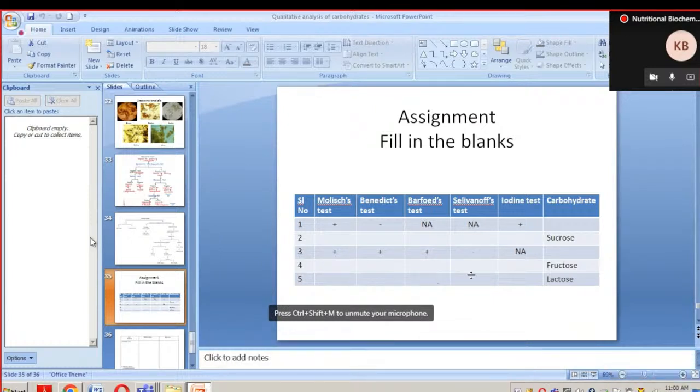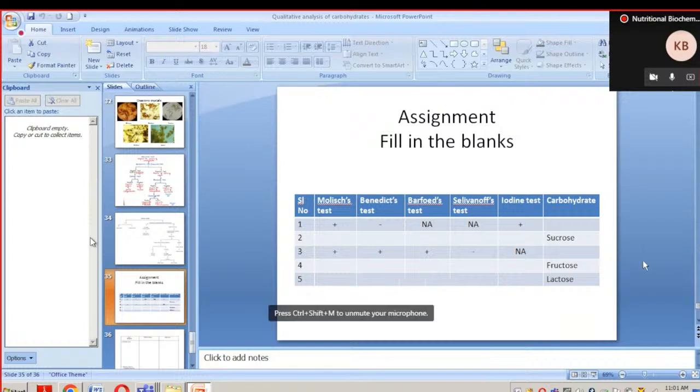After finding out it's a disaccharide, will you go and do Seliwanoff's and iodine for that? No, ma'am. What will you do? Osazone test. So Seliwanoff's and iodine is NA, not applicable. Understood? All of you should do this now and then you will upload the assignment.